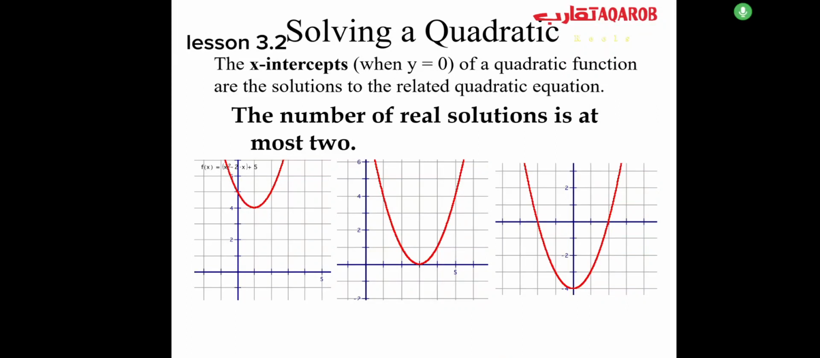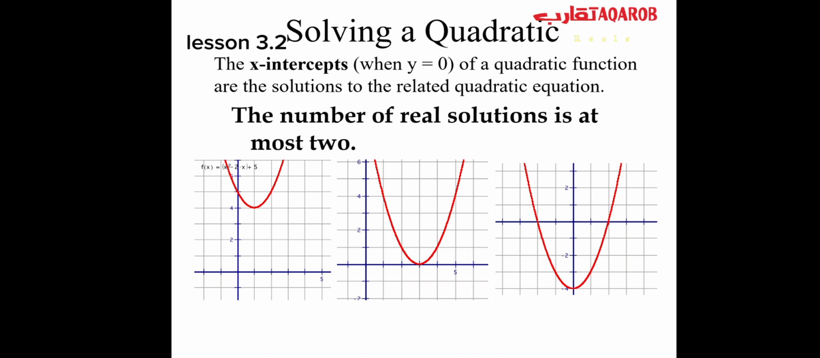A second lesson from this module, it's about solving a quadratic equation by graphing. All I need you to know from this lesson is how the graphs for the quadratic functions will look in the coordinate plane. Now, as you can see here from the graph, I have three cases.